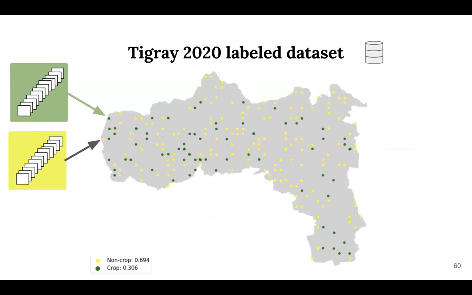So here's an example of a data set for a region in Ethiopia, Tigray 2020. You can see there's a whole bunch of green and yellow points. The green points represent points where there's crops, and the yellow points represent points where there's non-crops. And each of these points has those 12 months of data. And so we'll represent each data set as this kind of gray data set.